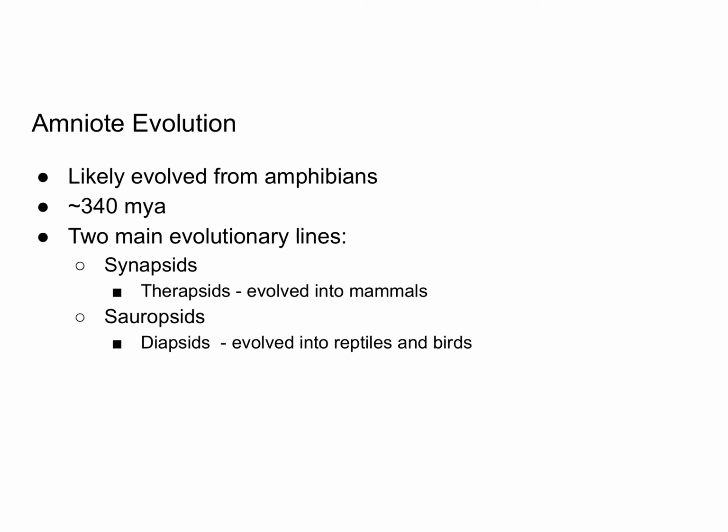Amniotes likely evolved from amphibians about 340 million years ago. There are two main evolutionary lines, or branches, on that phylogenetic tree. There are synapsids, which include therapsids, which evolved into our modern day mammals. There are also sauropsids, which includes diapsids, which evolved into reptiles and birds.